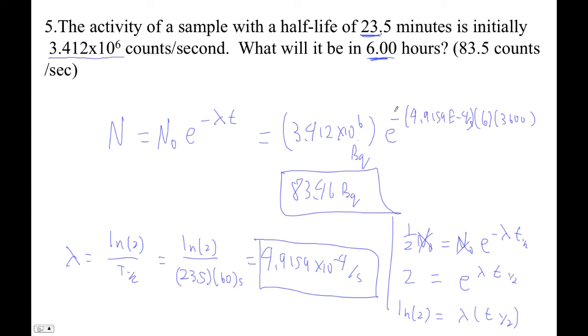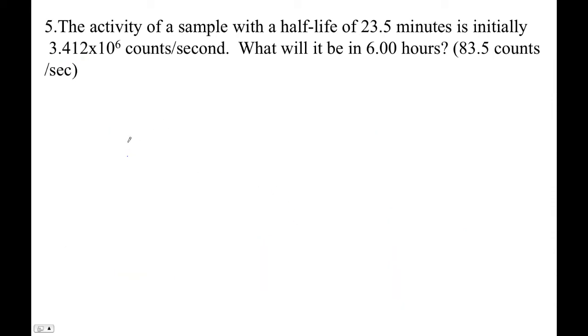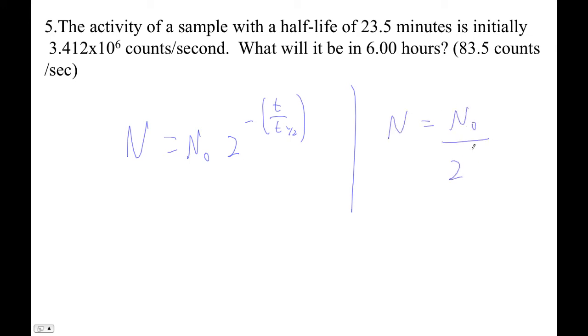Now, what will the activity of a sample be in 6 hours? This is fine. If you understood this, just stop watching the video now. Let me show you how I really would solve this. N is N naught times 2 raised to the minus whatever the time is divided by half-lives. Or you can write it this way: N is N naught divided by 2 raised to the time over the half-life. In other words, you're dividing by the number of half-lives, and this works absolutely.